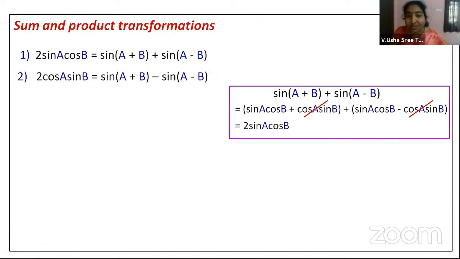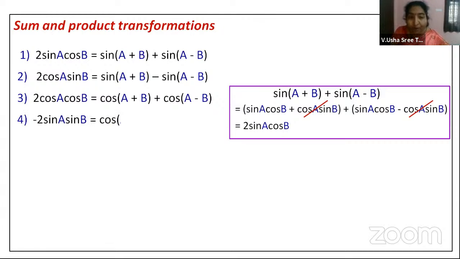Likewise, you can also deduce 2 cos A sin B is equal to sin of A plus B minus sin of A minus B. And cos of A plus B plus cos of A minus B is 2 cos A cos B. Of course, cos of A plus B minus cos of A minus B is minus 2 sin A sin B. You can very well try out the second, third and fourth immediately after this class, children, then you will have the satisfaction of deducing the formula also, right?